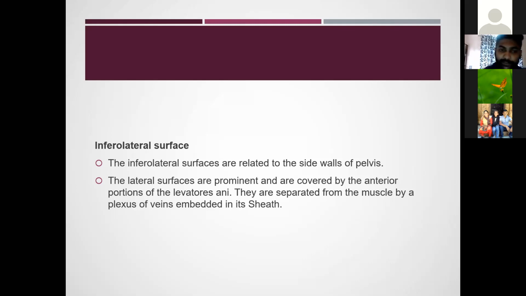So the prostate has 2 inferior lateral surfaces. The inferior lateral surfaces are related to the side wall of the pelvis. The lateral surfaces are prominent and are covered by the anterior portions of the levator ani. Then they are separated from the muscle by a plexus of veins embedded in its sheath.